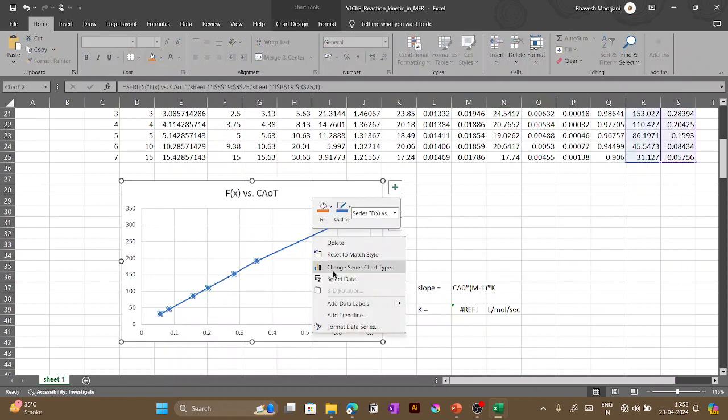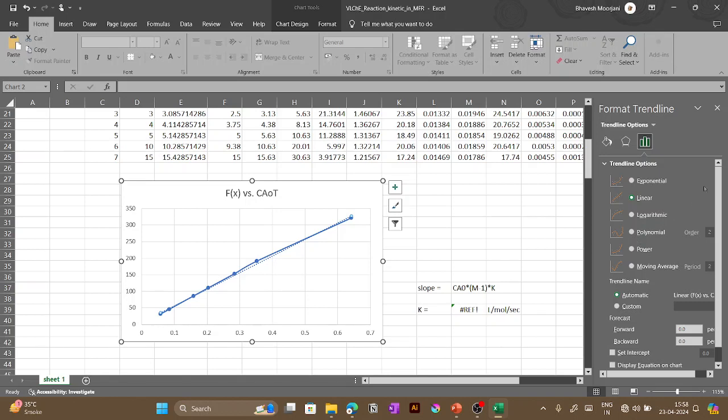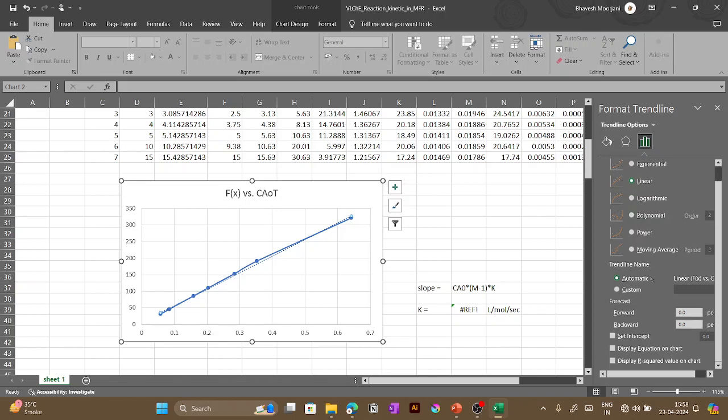Add a trend line. So add trend line. We want a linear fit, and we will keep the intercept at 0. Show the equation and r square value also.